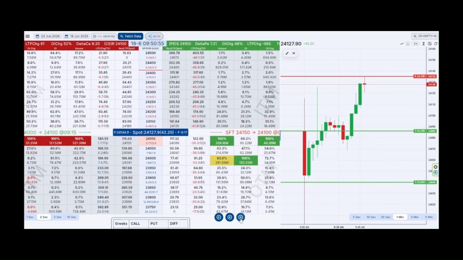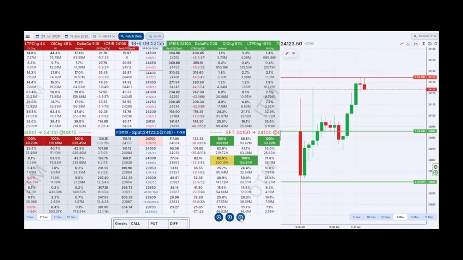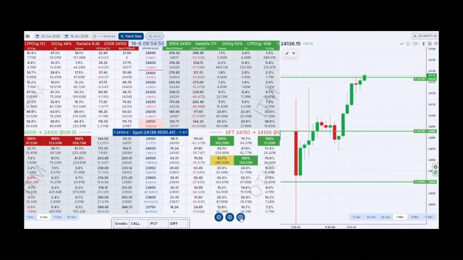Here the call OI change is 65%, while the put OI change is only 35%. This is not enough for a top reversal. Next, the call OI change is 53%, and the put OI change is 44%. Again, the condition is not satisfied. Then we have 51% versus 46%, still not enough. Now finally our condition is clearly met. Look at this. The 24,100 strike is now strong and stable with 100% call volume, 100% call OI, and 100% call OI change.